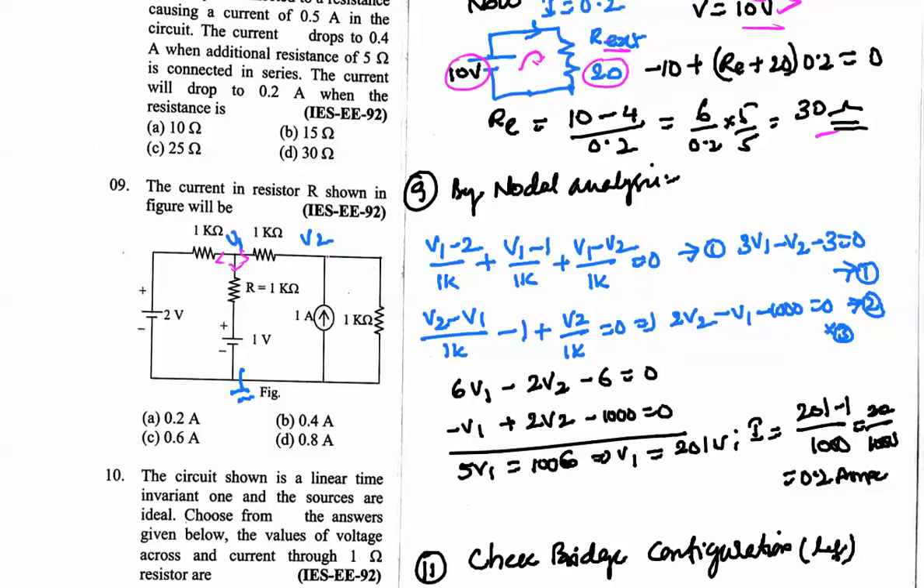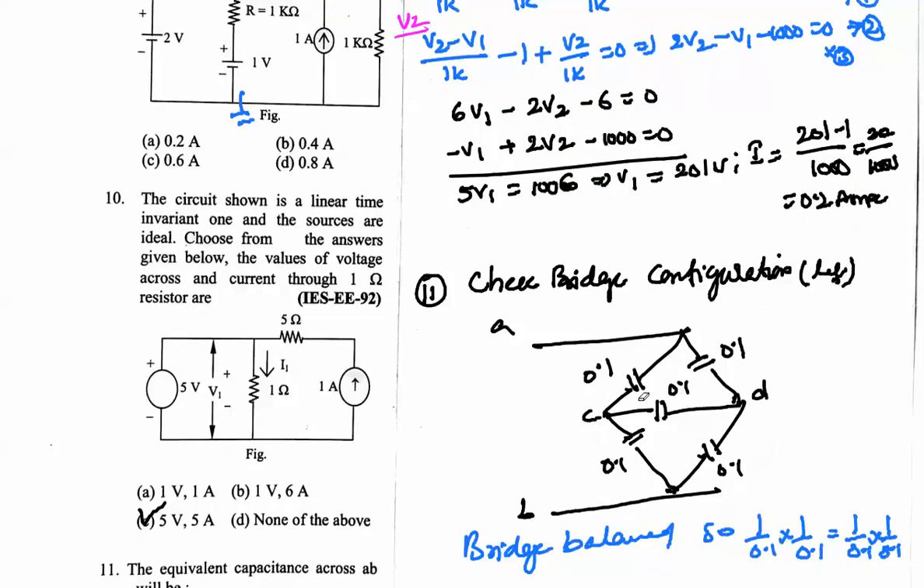And at node 2, we get V2 minus V1 divided by 1k, plus the current entering with a minus sign, plus V2 divided by 1k is equal to 0. By solving these two equations, you will get the answer as 0.2 amps. Next question.